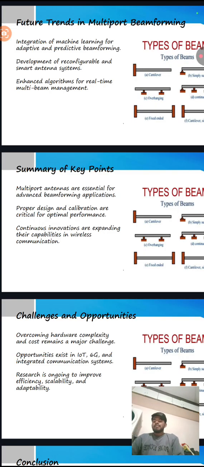Performance metrics: beamforming gain, the maximum power in the desired direction. Side lobe levels, SLL, measure how well undesired directions are suppressed. Radiation efficiency and bandwidth of the beamforming performance. Pattern reconfigurability for switching beams in adaptive systems.